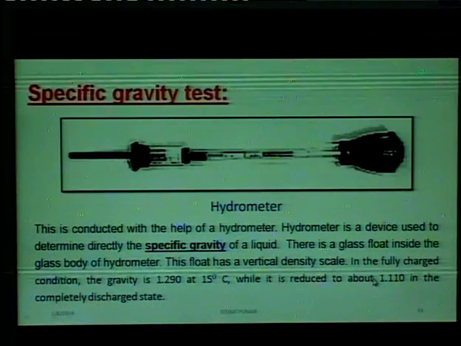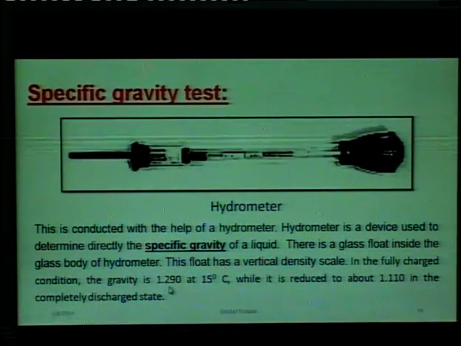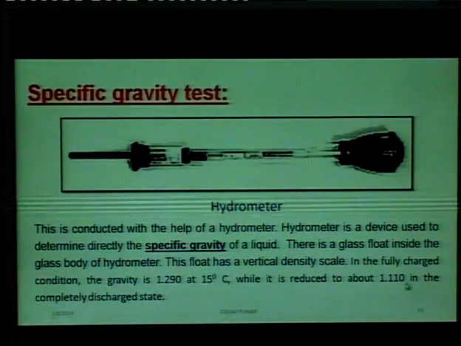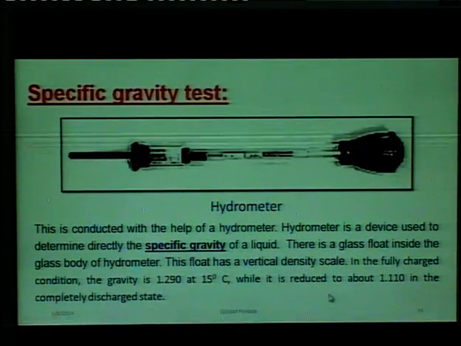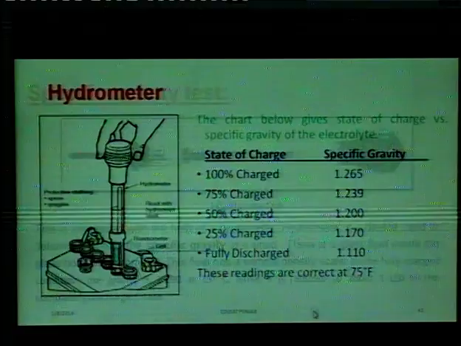In a fully charged battery the gravity is 1.29, ਹੁੰਦੀ ਹੈ 15 ਡਿਗਰੀ ਸੈਂਟੀਗ੍ਰੇਡ ਦੇ ਉੱਤੇ, ਤੇ ਜਦੋਂ ਬਿਲਕੁਲ ਡਿਸਚਾਰਜ ਹੋਈ ਹੁੰਦੀ ਹੈ ਬੈਟਰੀ, the gravity is 1.11 in the completely discharged state.